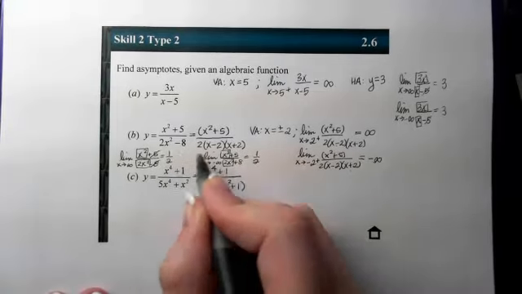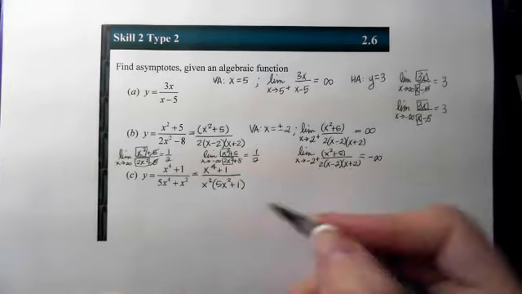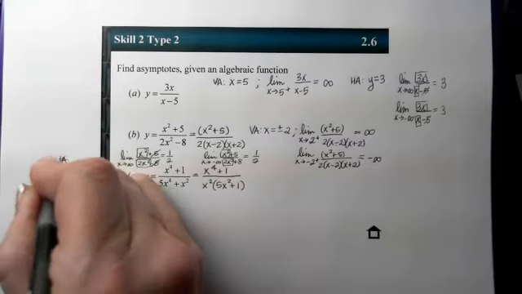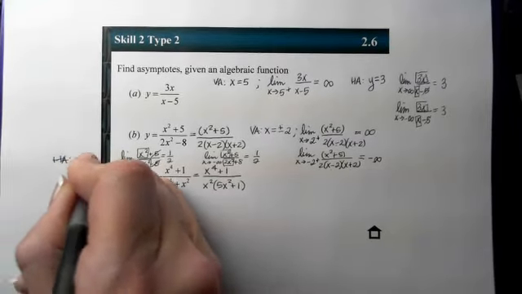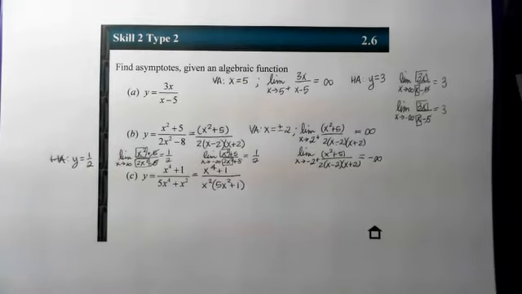Because both of those limits at the extremes of the graph are generating a value of 1/2, we can say that the horizontal asymptote is y equals 1/2. So now let's move to part C.